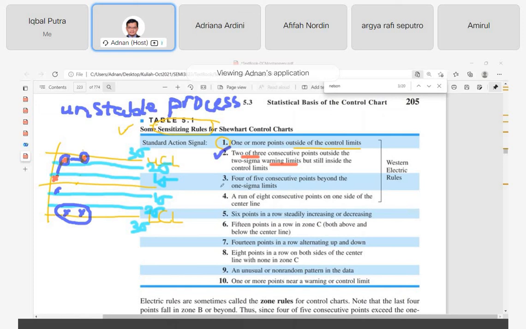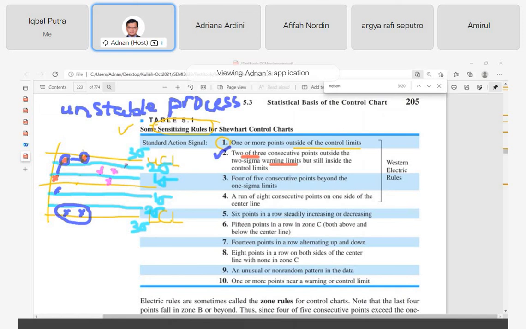Rule number 3 says 4 of 5 positive points beyond 1 sigma. So we have 1 sigma here. From 5 points, let's say I change the color here. Out of 5, you have 1, and you may have another point here.